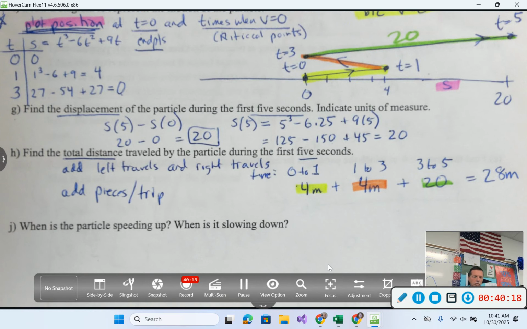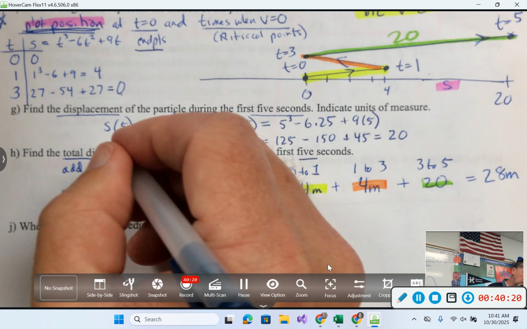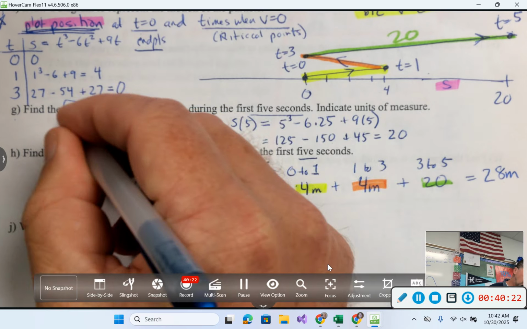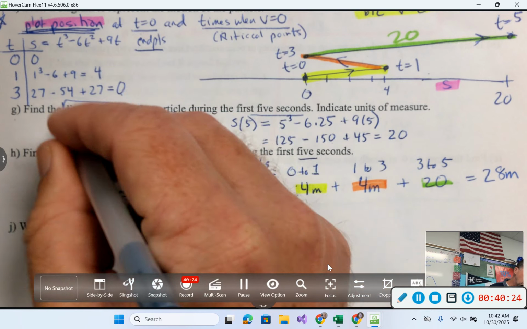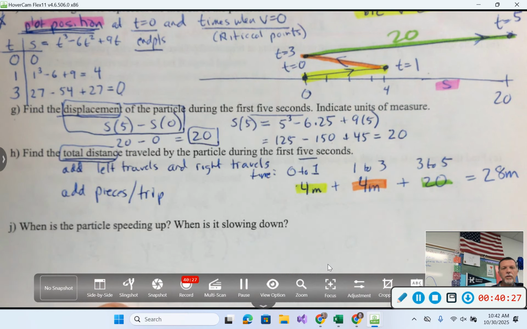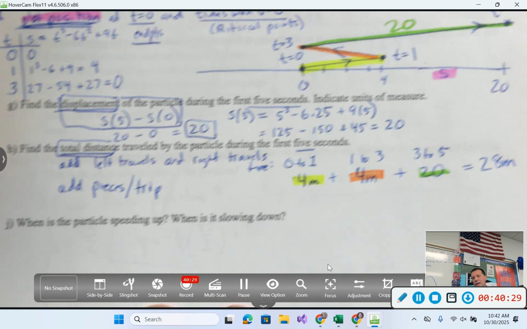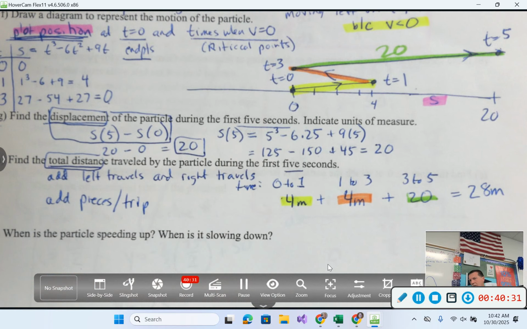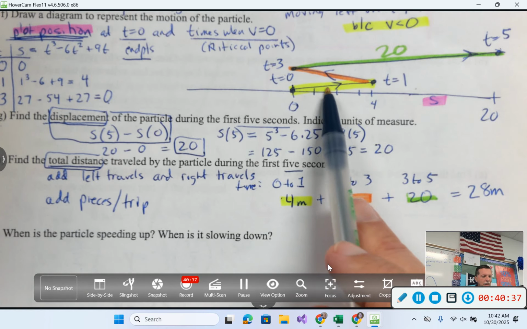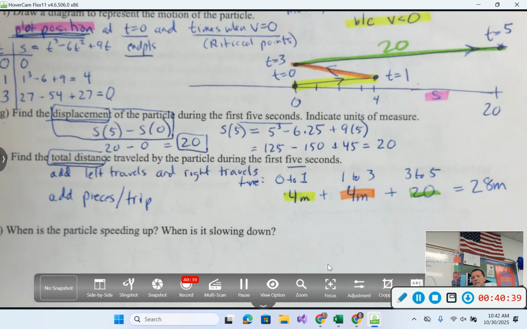Okay, so the difference between displacement versus total distance. Displacement is just where you landed minus where you started. Distance is more complicated. You usually need a motion diagram to add up the pieces. Well, how far did I go right? How far did I go left? Back and forth. And you really need a picture to help keep track of things.